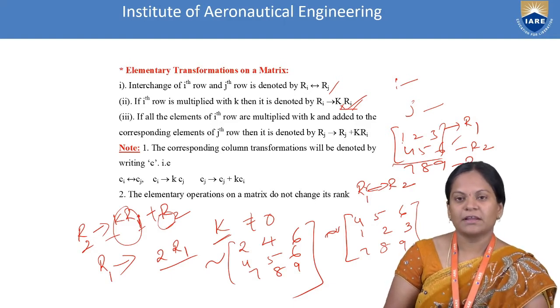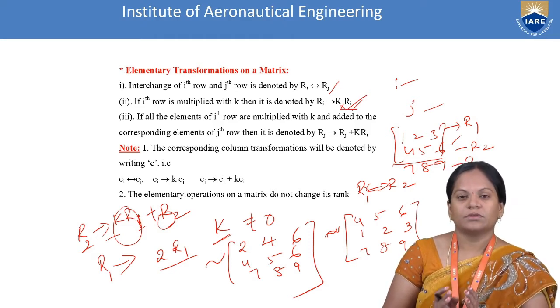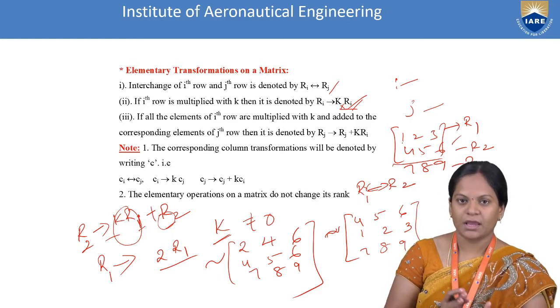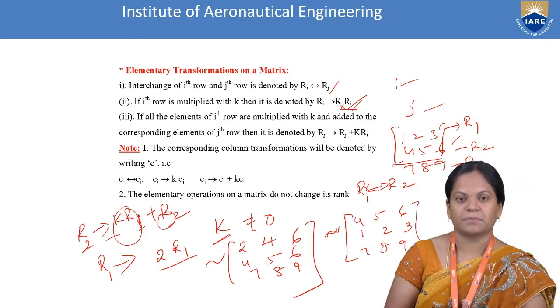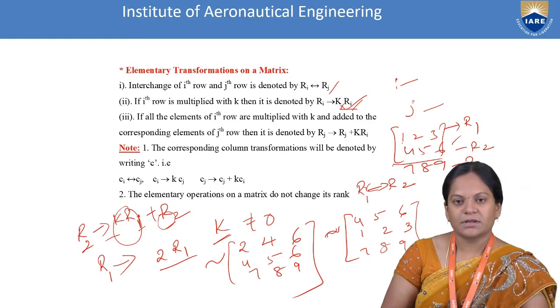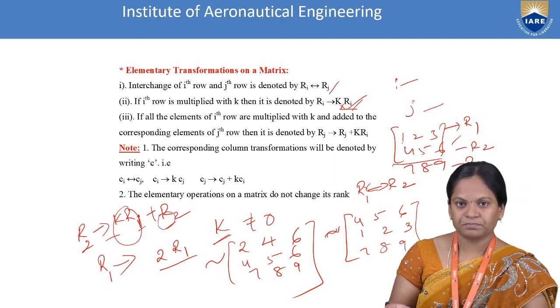Now similarly we can apply operations to the columns also. So here we have C1, C2, C3 generally. So we can interchange any two columns. C1 column, C2 column, interchange. First step. Similarly, second step, we can multiply a scalar to any column. Each and every element should be multiplied with the scalar. And the third step is we can multiply K to any column and add to any other column. Add to any column.